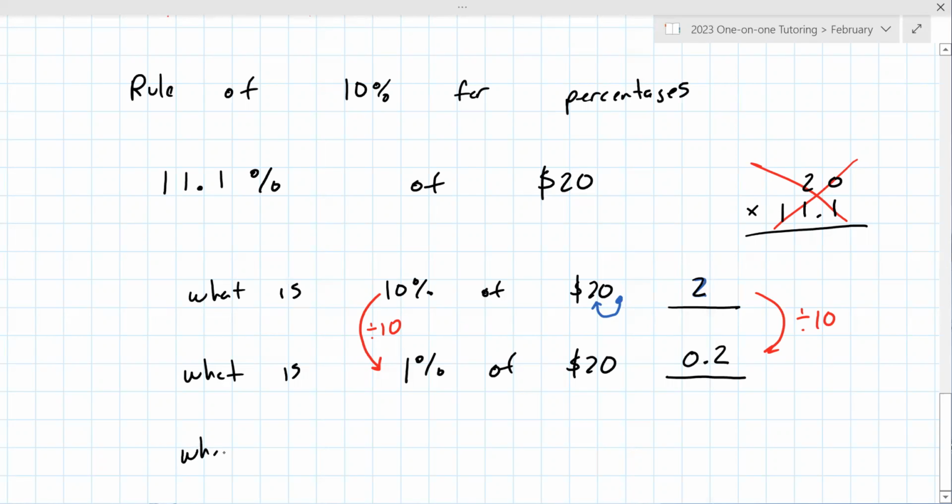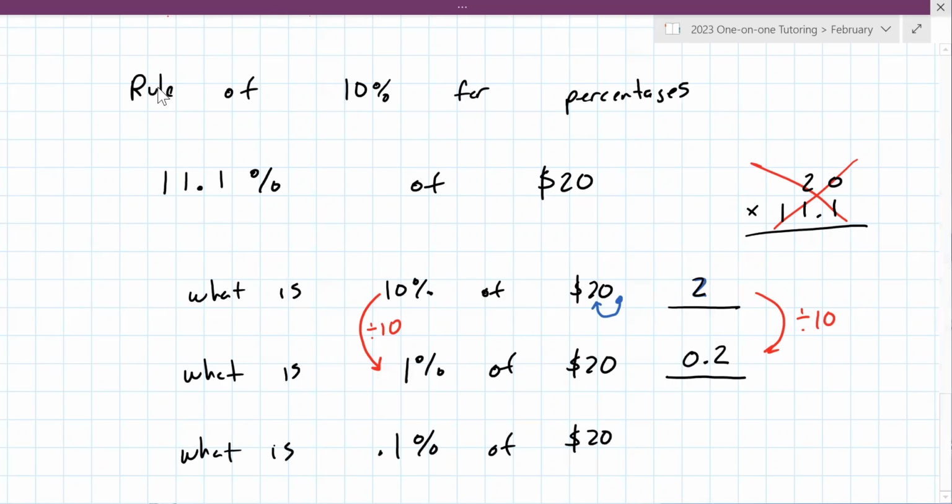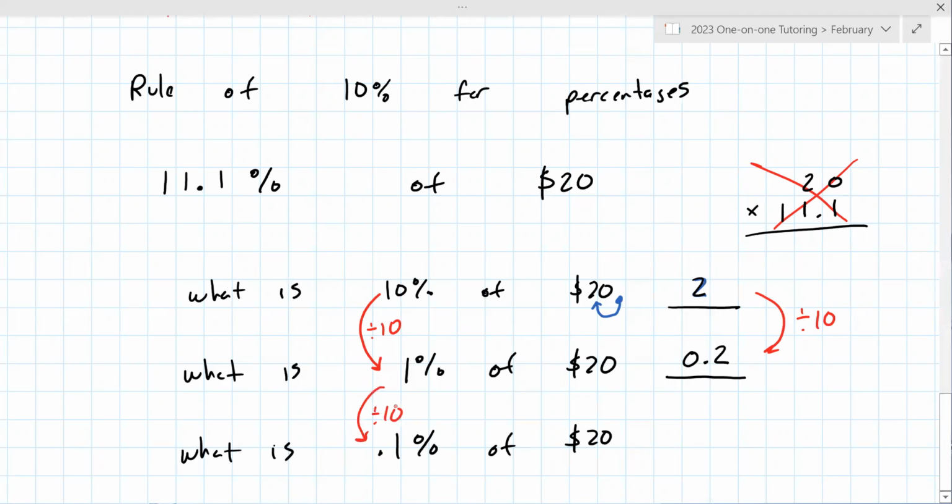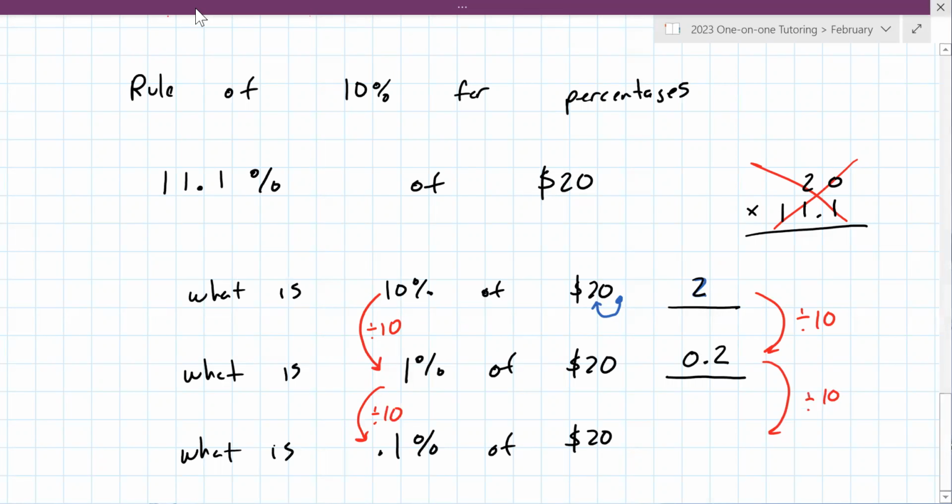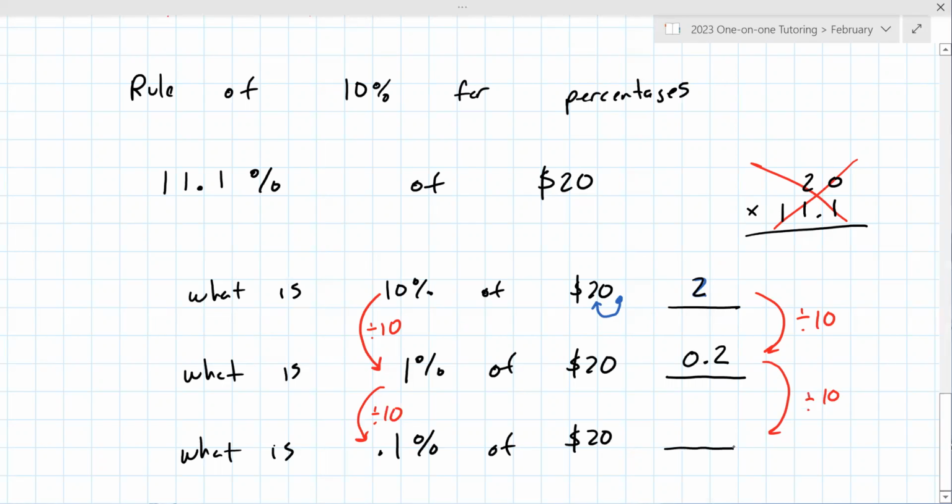The last one is, what is 0.1% of 20? And again, I'll point out here that you're just dividing by 10. So you're going to divide 0.2 by 10. What does that become? 0.02.